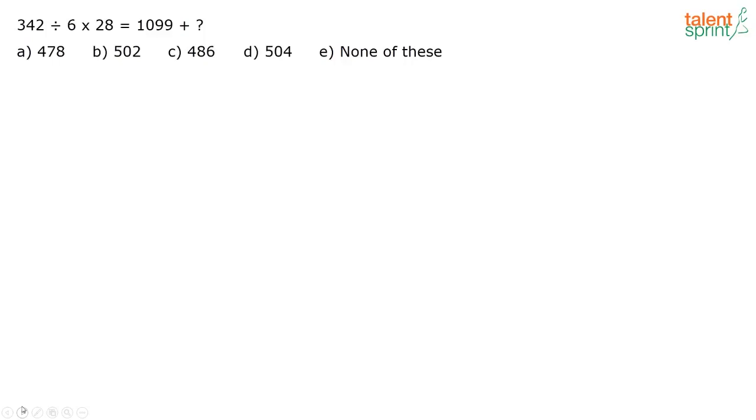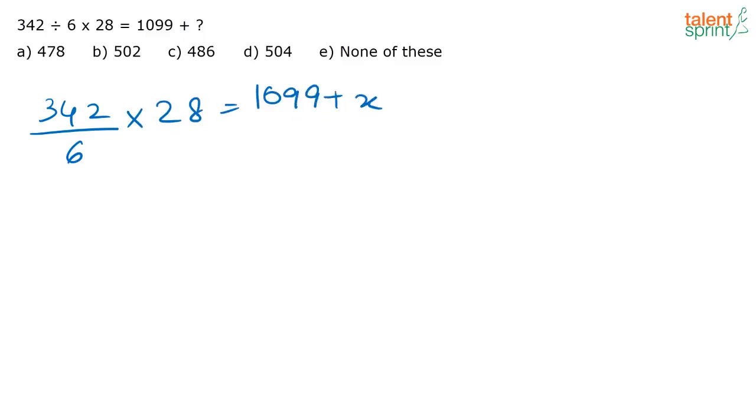Again the same BODMAS rule you have to use, but here it is only division and multiplication. You can write it like this: 342 divided by 6 into 28 is equal to 1099 plus x. So 342 divided by 6, 6 will definitely go here. So it is 57 into 28 minus 1099. So 57 into 28 minus 1099 is what you have to do. For 57 into 28 you can do a crisscross multiplication here.